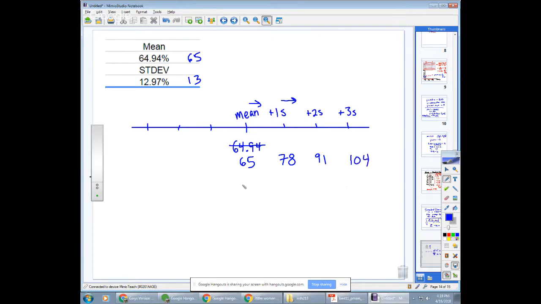Now, remember, these are percent of students. You can't have 104% of students do something. There's only 100% of students to deal with. So this is beyond reality at this point. Sometimes that happens, sometimes it doesn't.